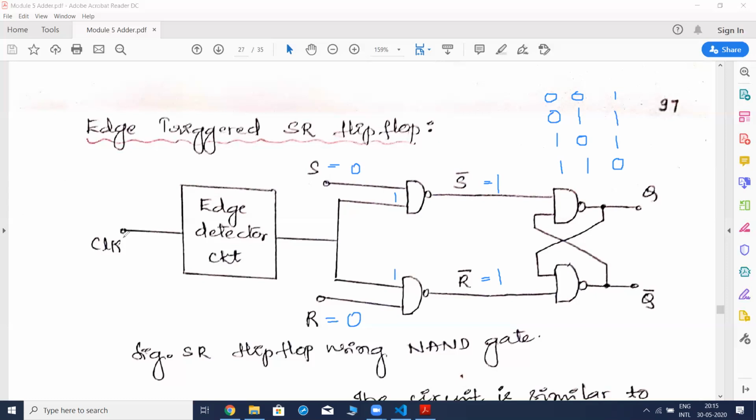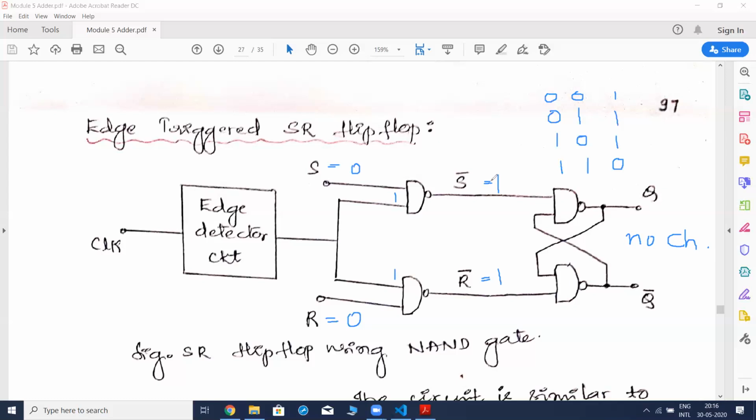We have already given the clock signal and our inputs are 0 0. When our inputs are 0 0, we have got the outputs S bar equal to 1 and R bar equal to 1. In an S bar R bar latch, when S bar is equal to 1 and R bar is equal to 1, what is the state that you are getting? We are getting the no change state over there. This we have already seen in the S bar R bar latch.